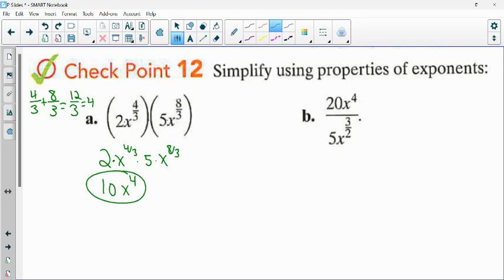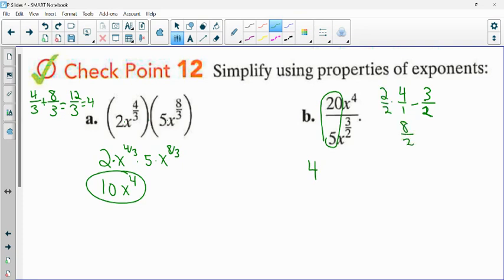For B, we're dividing now. So again, I can separate this as my regular numbers. 20 divided by 5 is 4. And then I'm doing x to the fourth divided by x to the 3 halves. Again, if I'm dividing like bases, what do I do with those exponents? Subtract them. So I'm doing 4 minus 3 halves. Remember, what's really underneath this 4? A 1. So I need to make this a 2, so I can multiply top and bottom by 2.